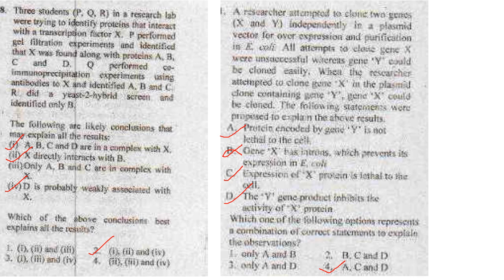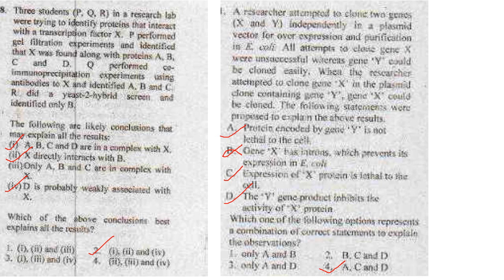Then next one. A researcher attempted to clone two genes X and Y independently in a plasmid vector for overexpression and purification in E. coli. All attempts to clone gene X were unsuccessful, whereas gene Y could be cloned easily. When the researcher attempted to clone gene X in the plasmid clone containing gene Y, gene X could be cloned. The following statements were proposed to explain the above results. Which of the following options represent a combination of correct statements to explain the observation?